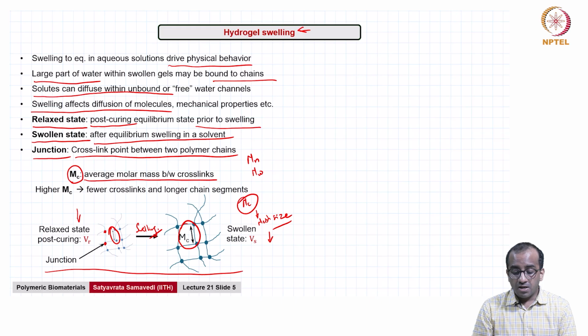So, the two structural parameters that we will focus on in this lecture are MC and mesh size as shown here, and they are both related. Our aim is to relate this microstructural parameter to the swelling behavior. That is the goal of this lecture.